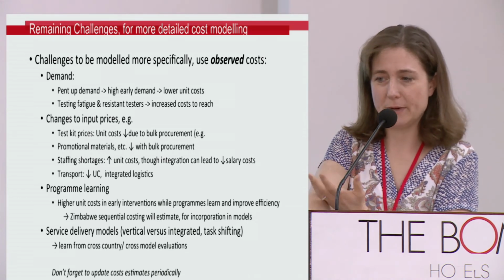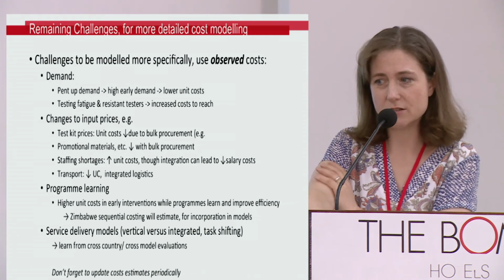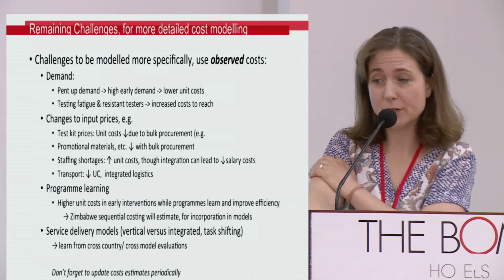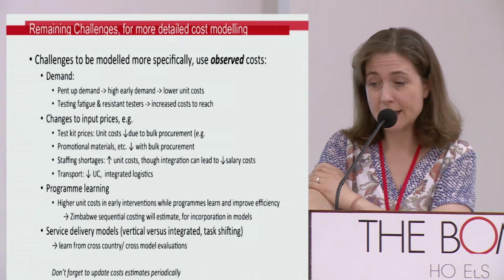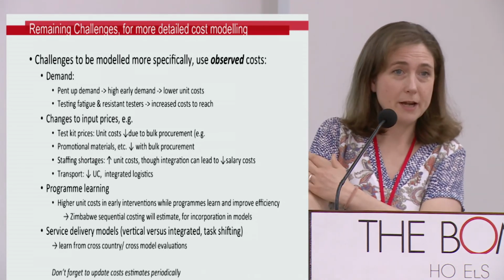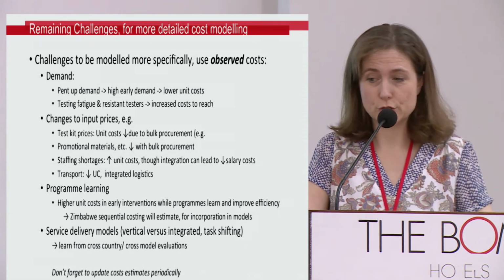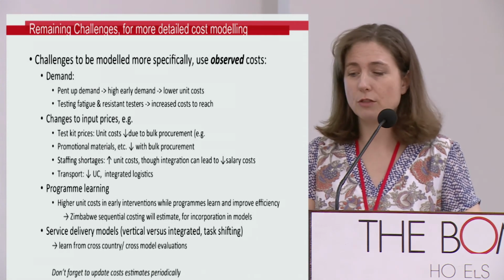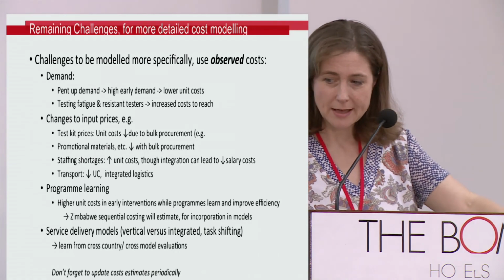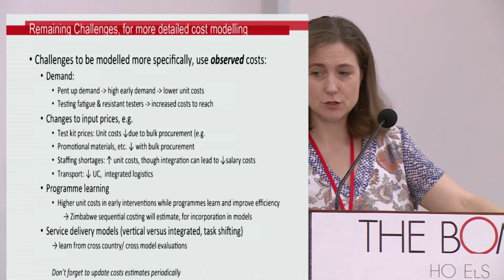We expect changes by early demand, later demand. Trying to get to those resistant testers is going to increase costs. We expect our unit costs for test kits to be going down due to bulk procurement. But also as you get staff shortages, your unit costs may go up. You may get more management complexities. But then again, you may be integrating more, so your costs may go down. So you need to take into account and think through the different dimensions that will be affecting your costs and update your costs periodically to be able to take this into account.